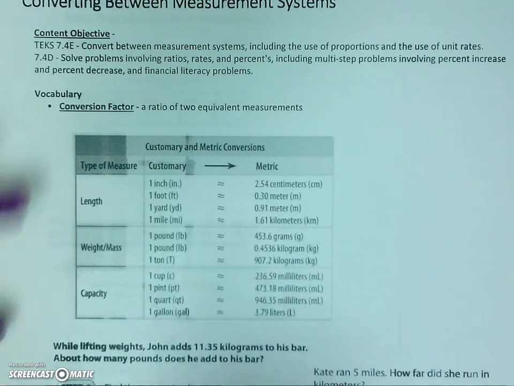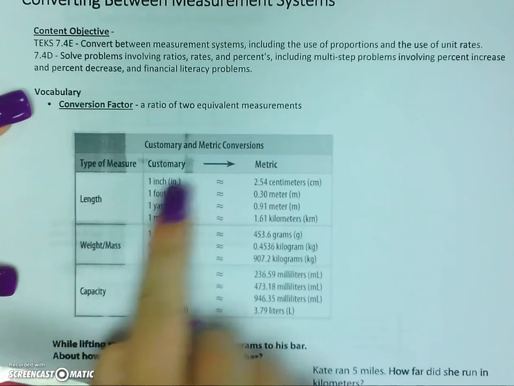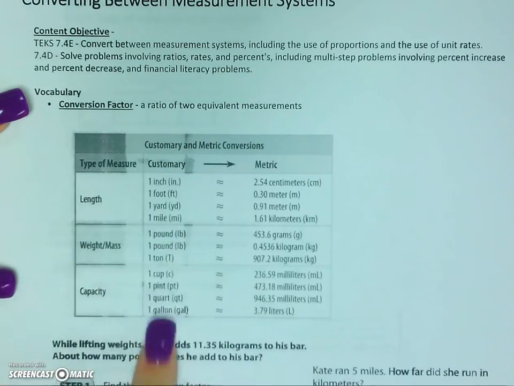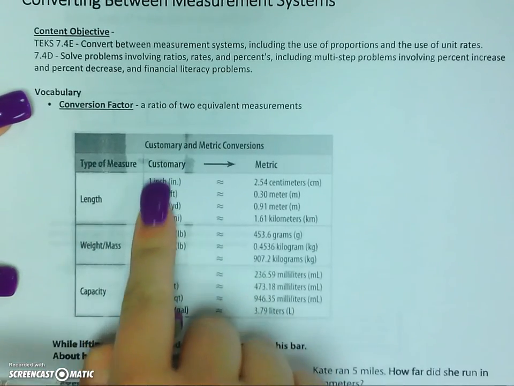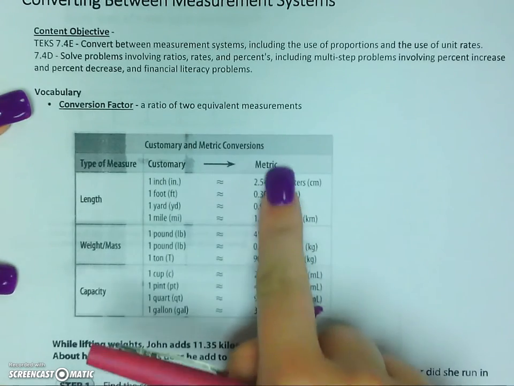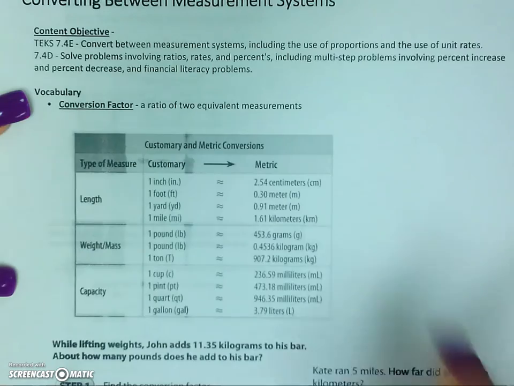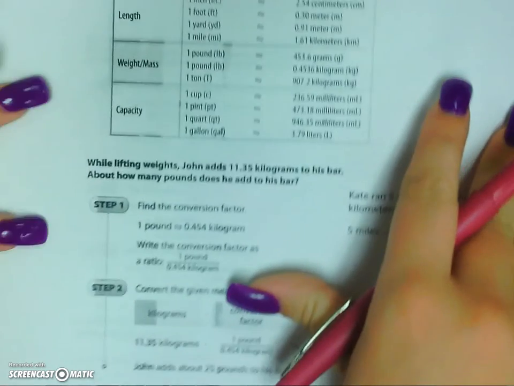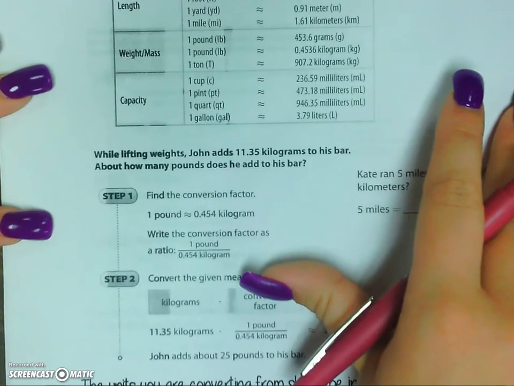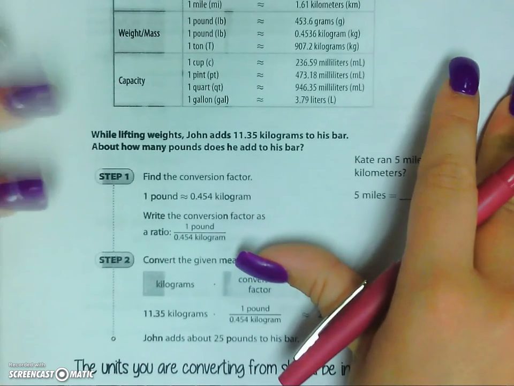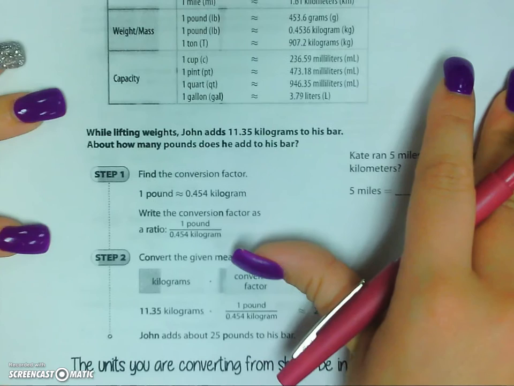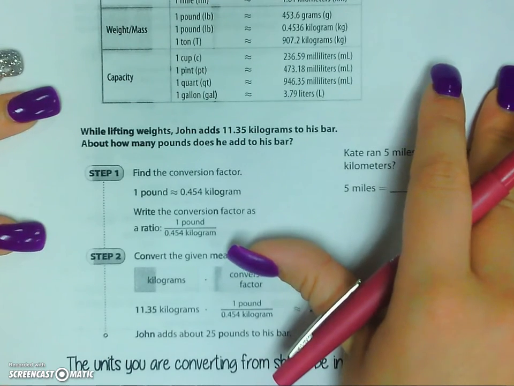So, here's the ones for length. Customary is just really what we use here in the United States of America, and pretty much everywhere else uses the metric system. But here's the conversions, okay? So, let's look at this first example right here. When lifting weights, John adds 11 3/500 kilograms to his bar. About how many pounds does he add to this bar?